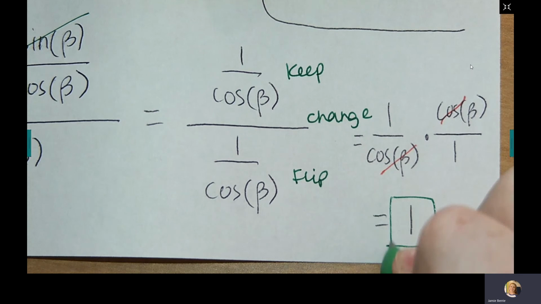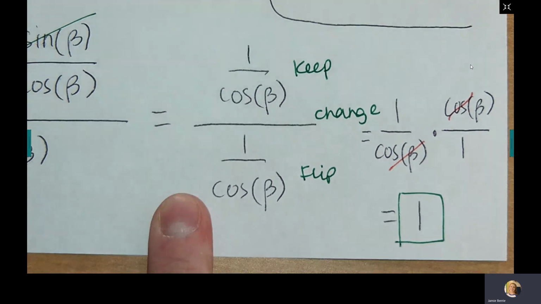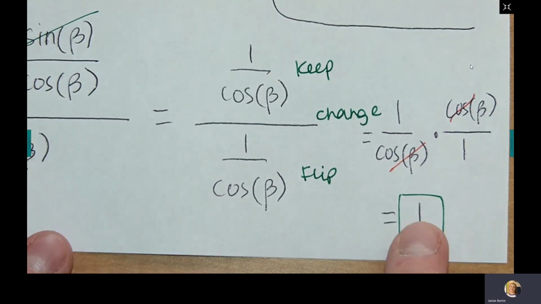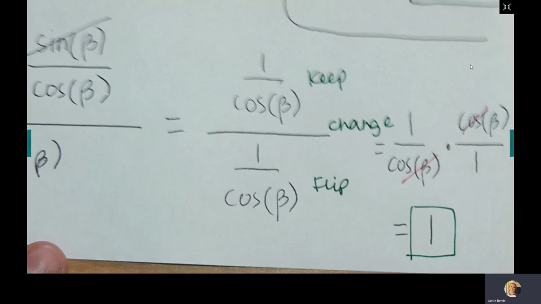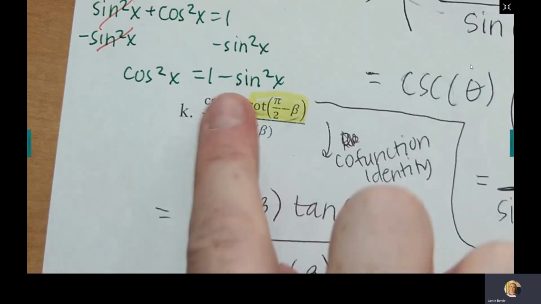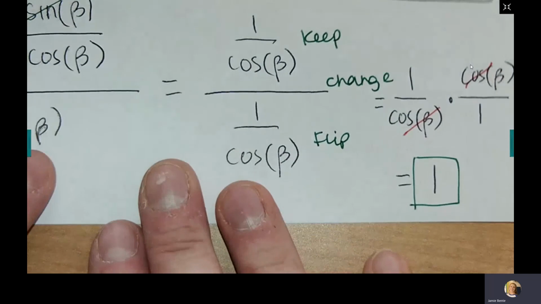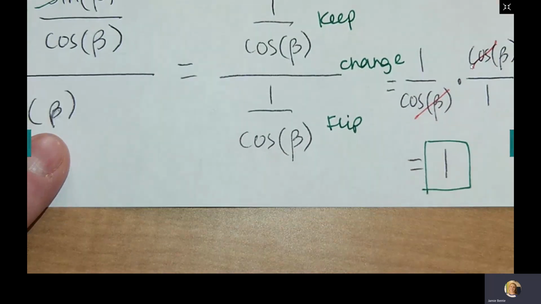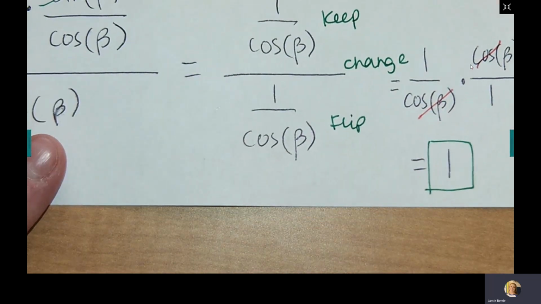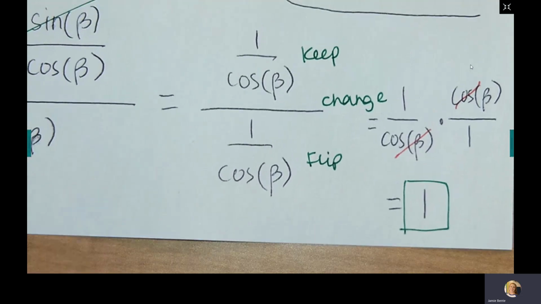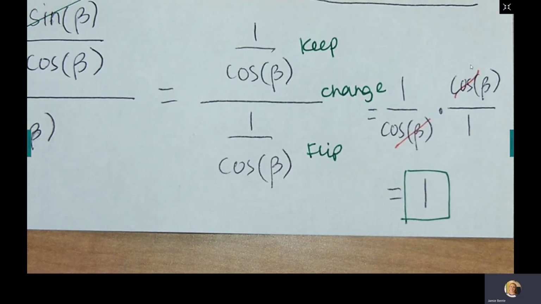Anytime you end up with a number, you know you're done. It's much easier to work with something like 1 as opposed to this big nasty fraction. That's why we spend 3 sections talking about how to simplify stuff with trig identities, because it can make solving equations much easier. All right, so let me stop this recording.